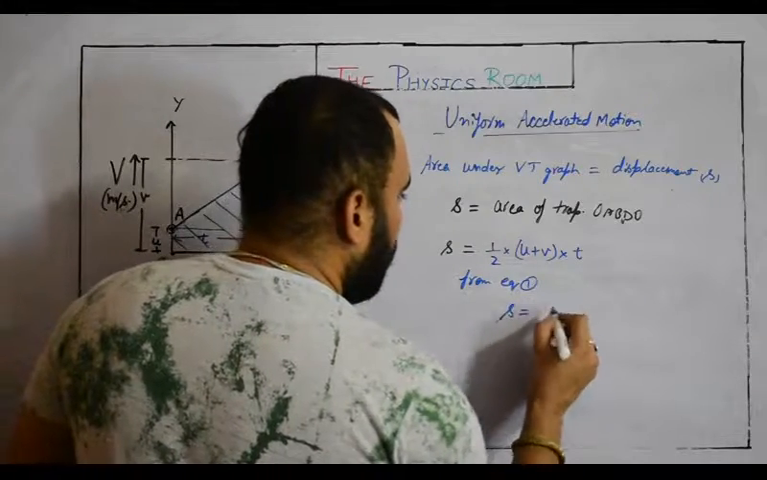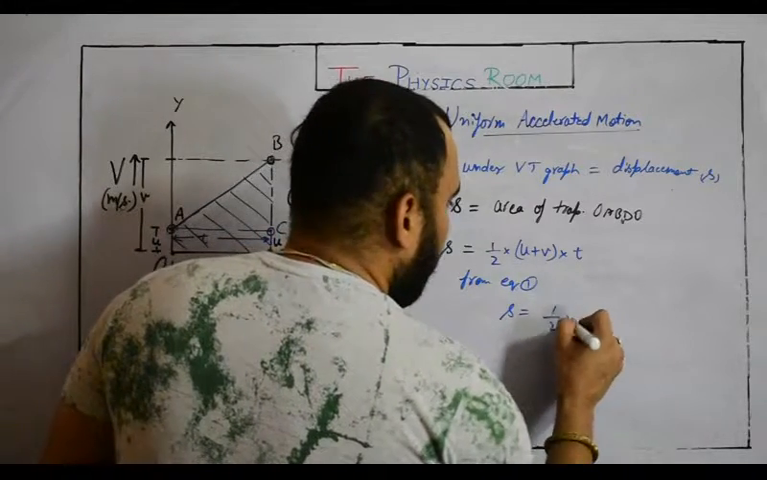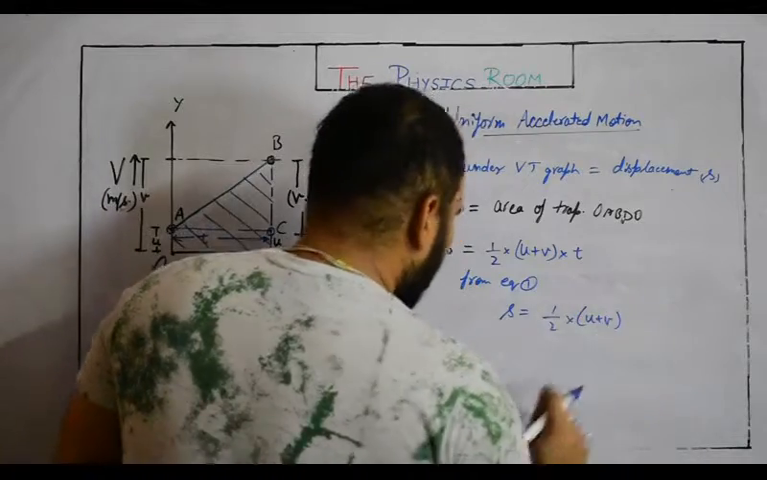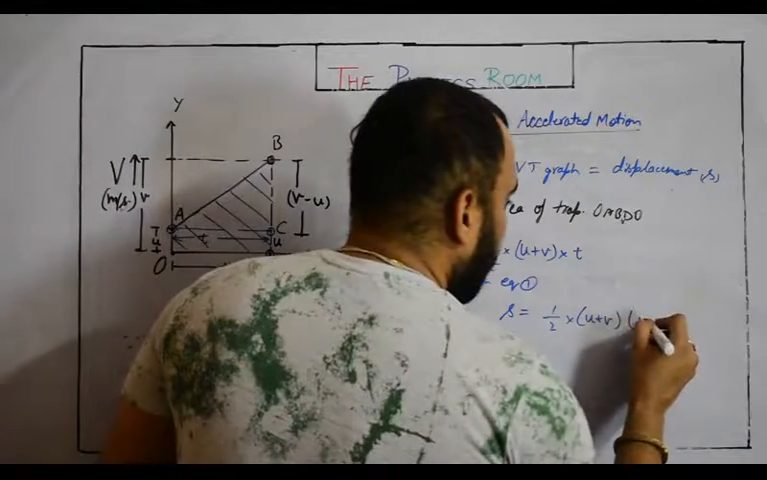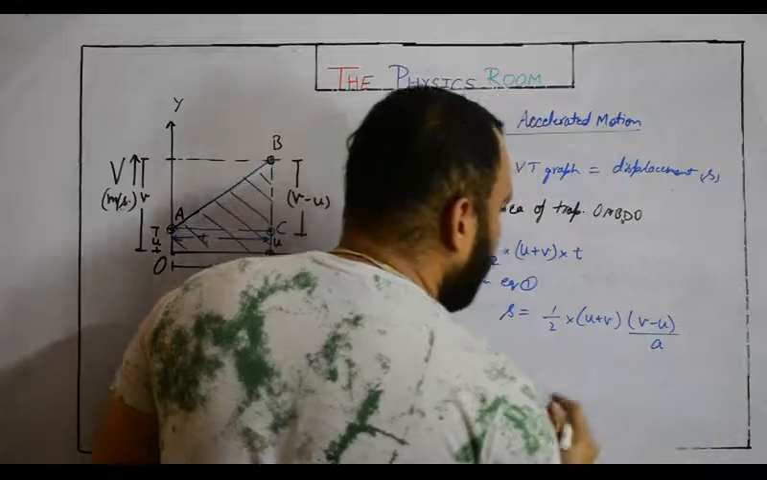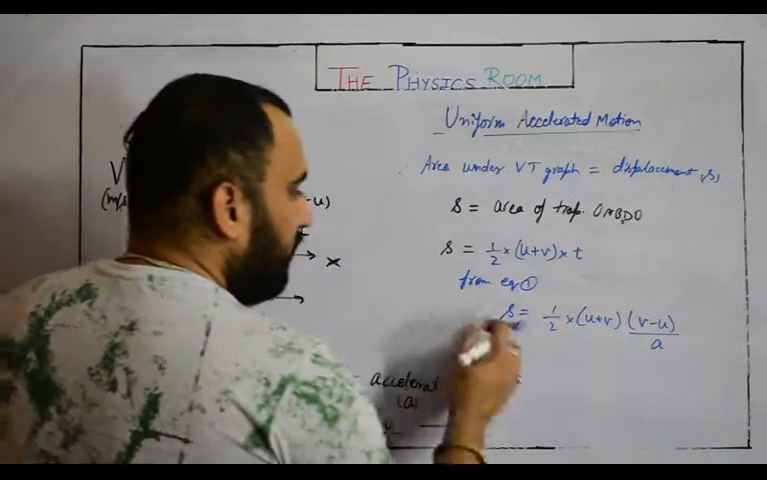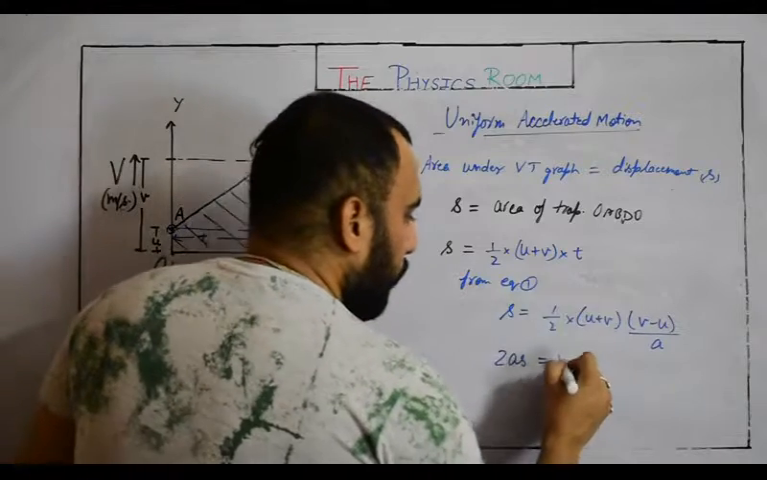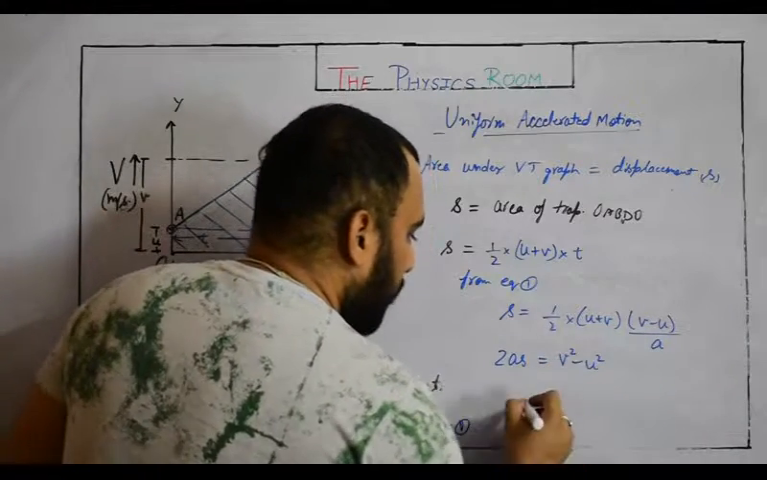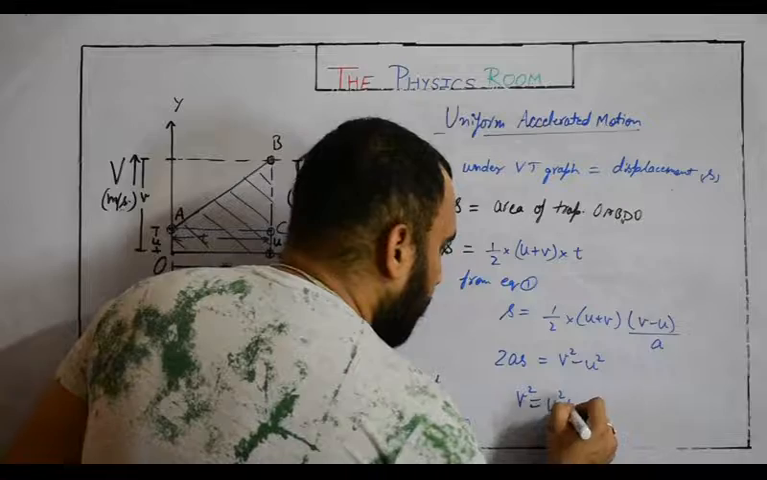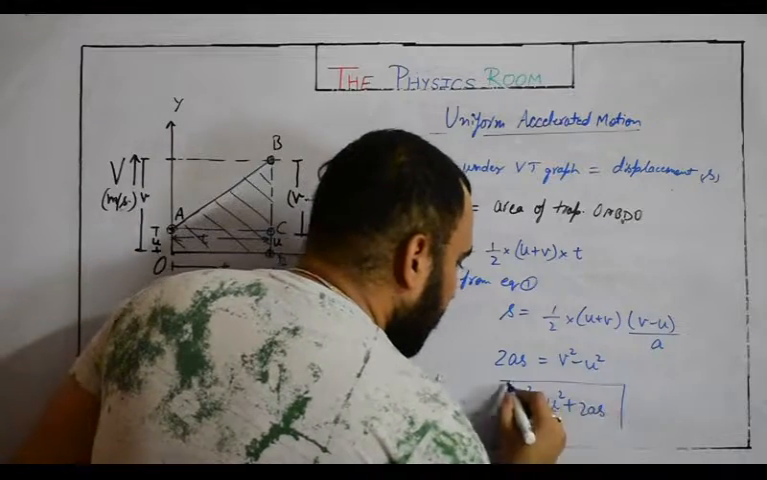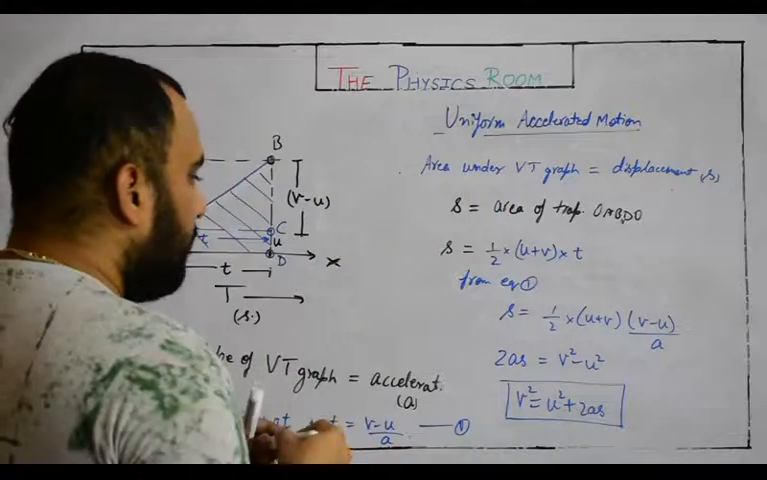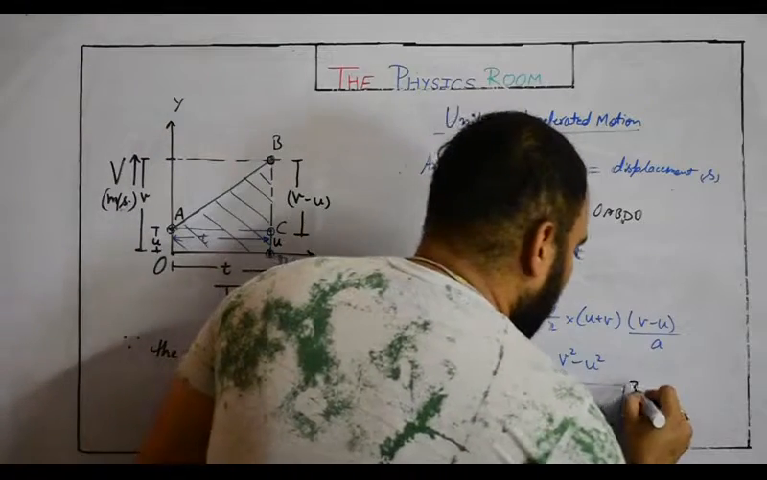So S equals half into the sum of parallel sides U plus V into T, which is V minus U upon A. And now you can see the 2A there. So 2AS equals V minus U, V plus U. So V square minus U square. Or V square equals U square plus 2AS. So this is the third equation of motion.